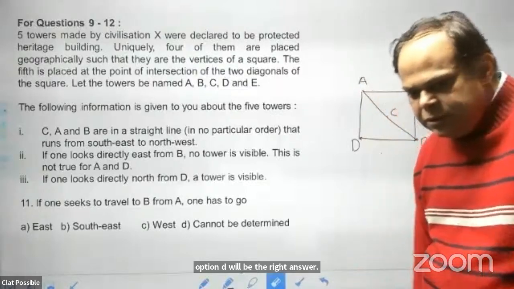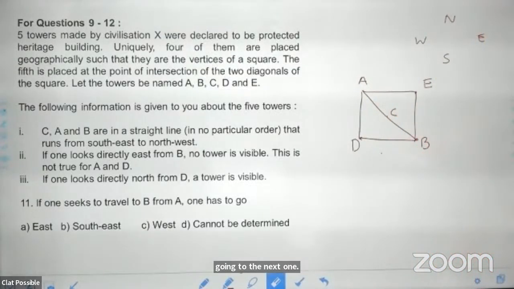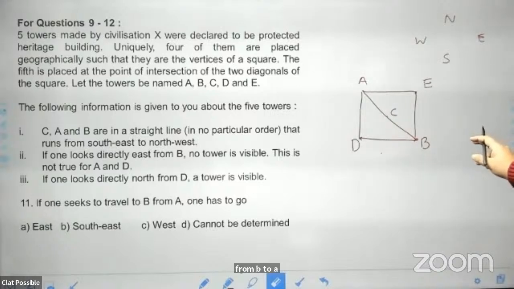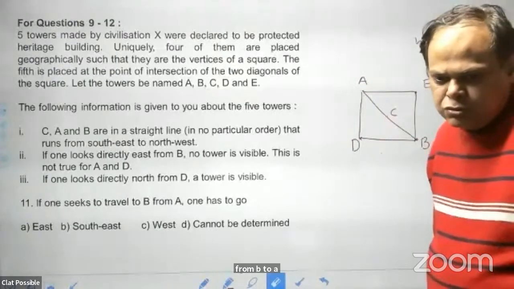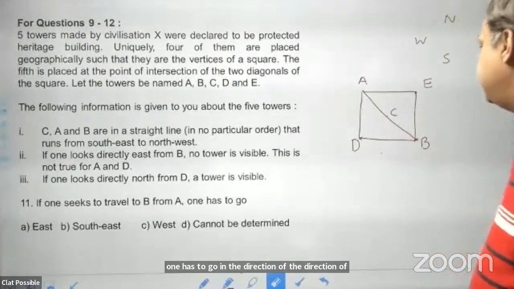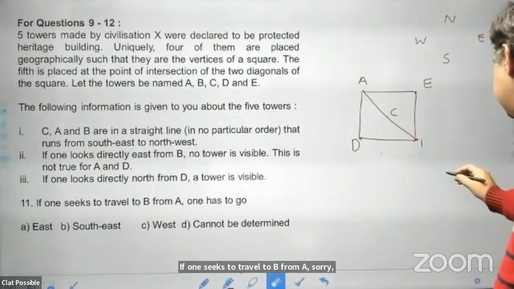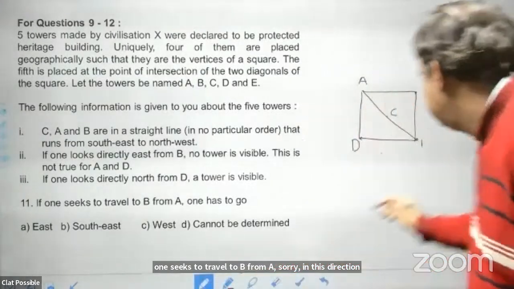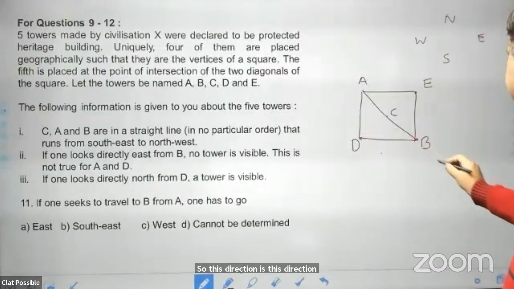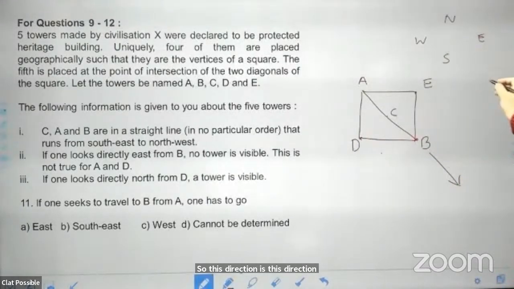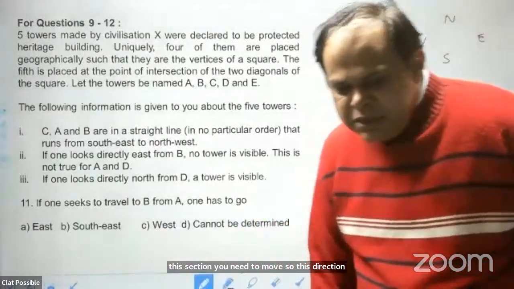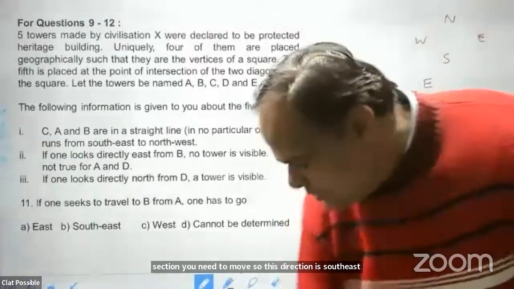Going to the next one. If one seeks to travel to B from A, one has to go in this direction. So this direction is southeast. So option number B. And going to the last question.